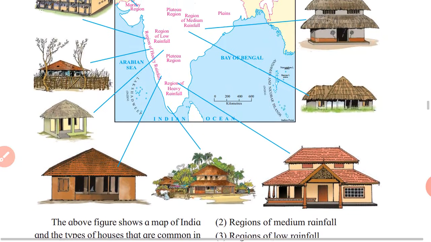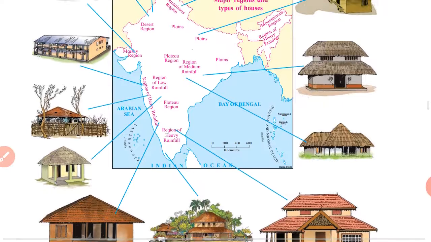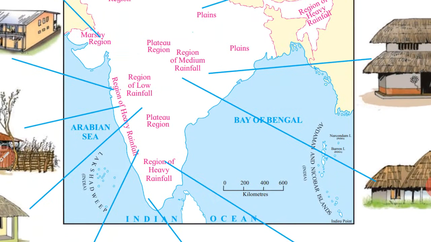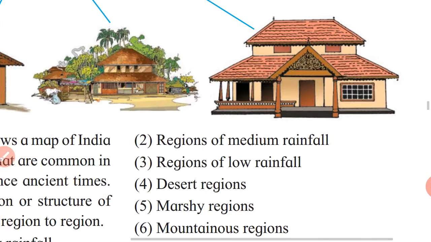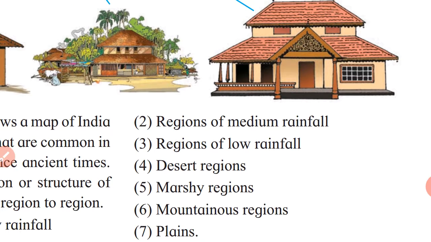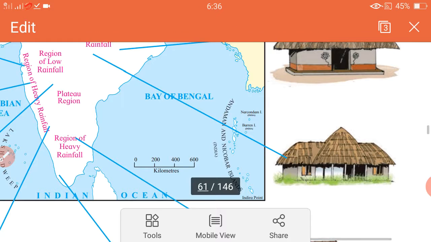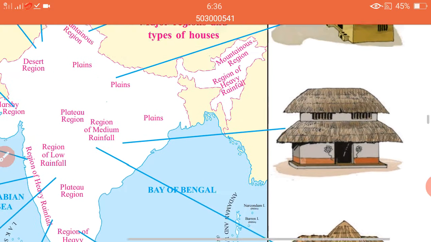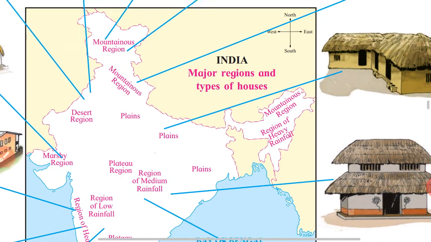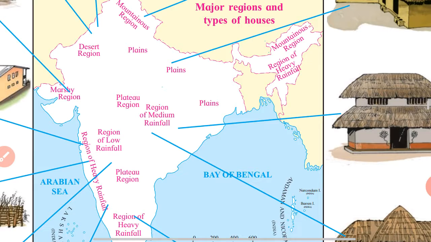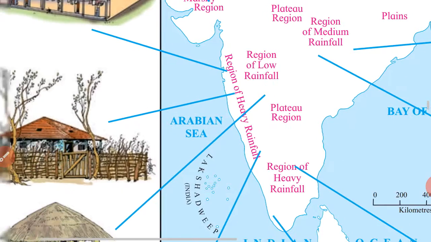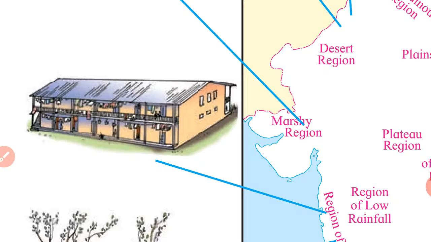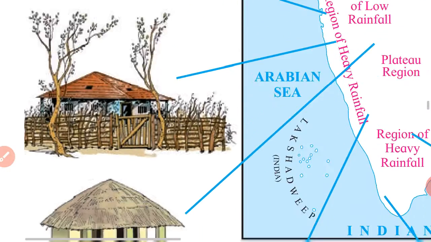Medium rainfall region, can you guess where it is? Yes, in the middle of this. Can you see region of medium rainfall here? This type of houses we need for medium range of rain. Okay. Now region of low rainfall. Can you search region of low rainfall? Yes, here. Region of low rainfall. Three houses are given here. First is this, second this, and third one is this.